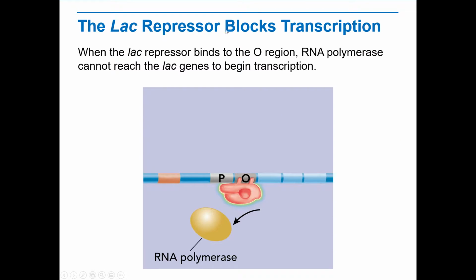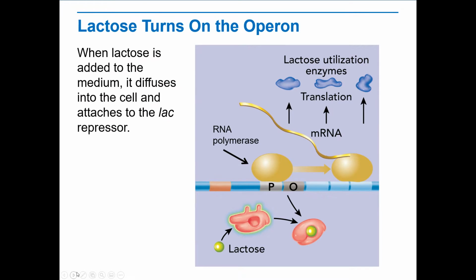All right, so the lac repressor blocks transcription, kind of like what I talked about. So when RNA polymerase cannot bind to the promoter, it cannot transcribe those 3 genes. So what does the cell do to get rid of that when it needs to express those 3 genes? And so we're going to look and see how this works.